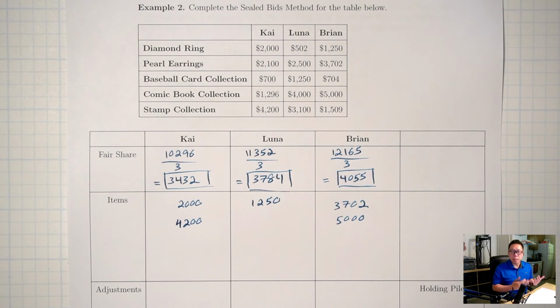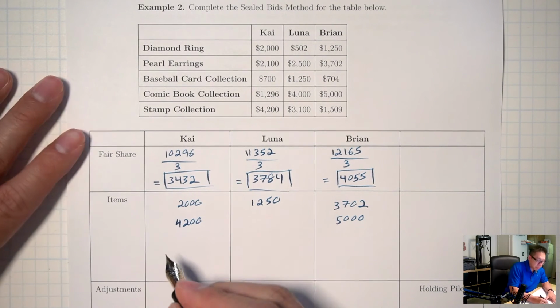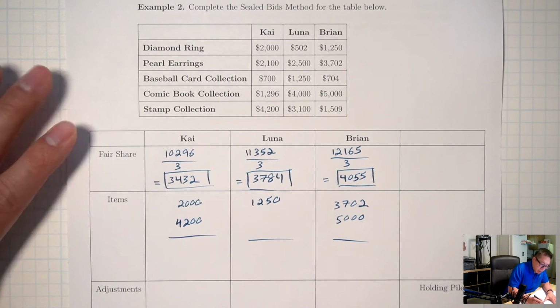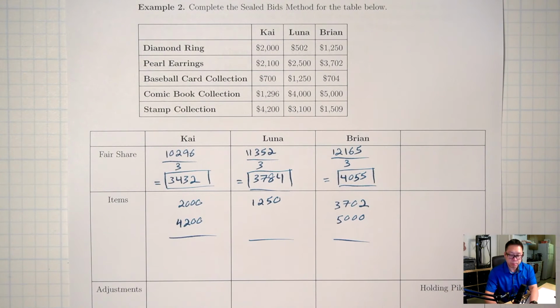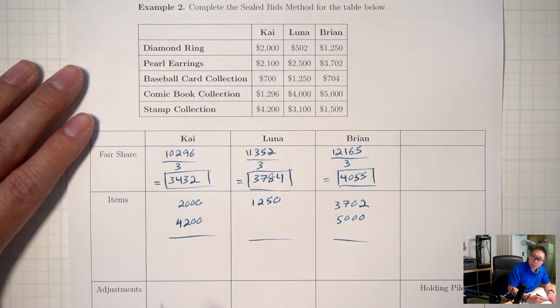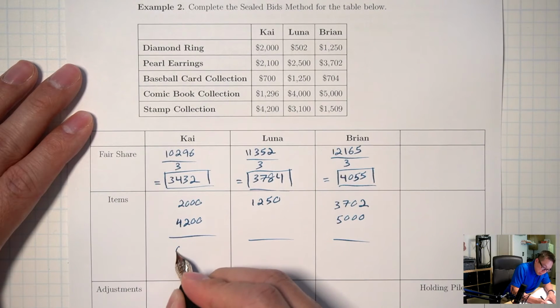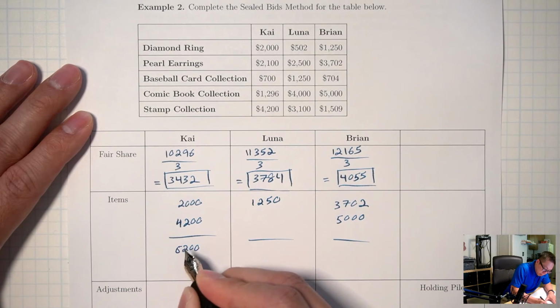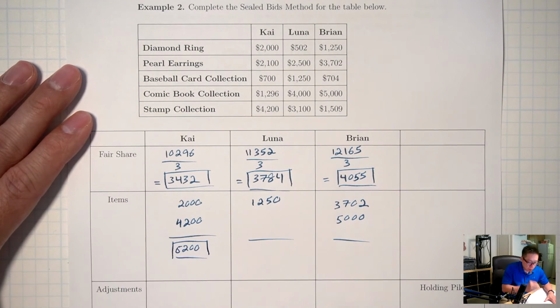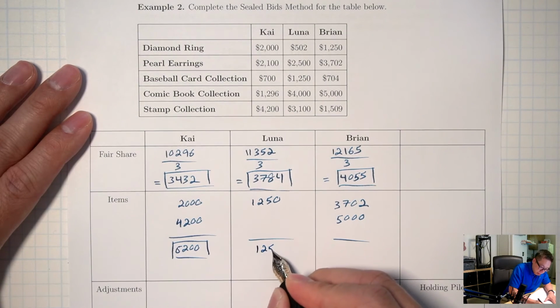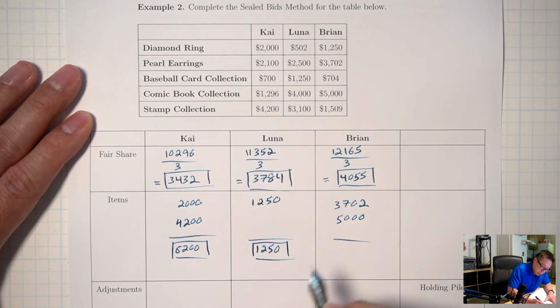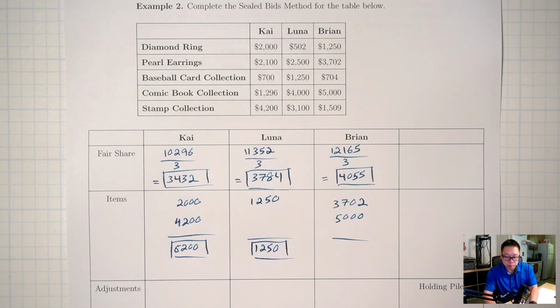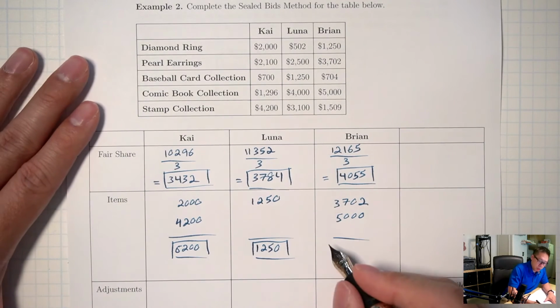Okay, so that's giving out all the items, and then we want to total the value of all the items for each person. 2,000 plus 4,200, so Kai got $6,200 worth of items. Luna just got the 1,250. Brian, 3,702 plus 5,000, 8,702.